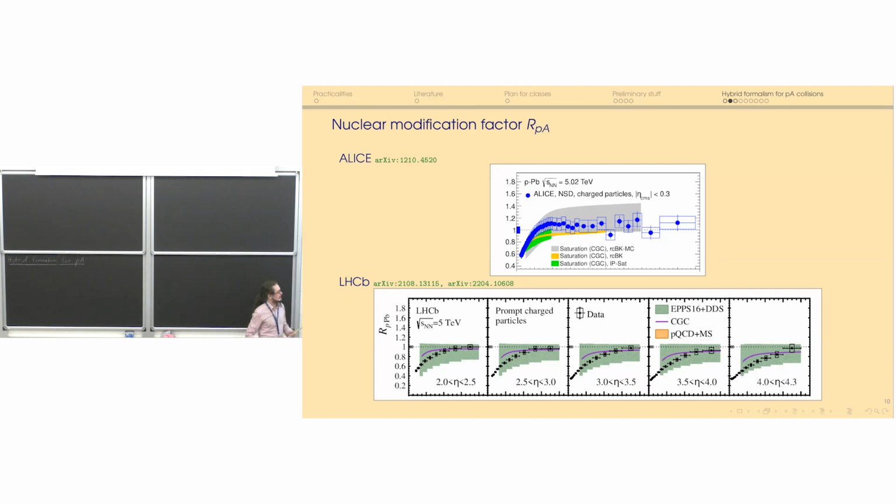So here is data from ALICE. Since this is charged particles, NSD stands for non-single diffractive. Eta CMS less than 0.3. So this is in the ALICE tracker. ALICE sits at very mid rapidity, so this is a central rapidity region. The nucleus and proton are going approximately, not exactly at the LHC, but approximately at equal energies per nucleon in opposite directions. And here we are measuring at the middle.